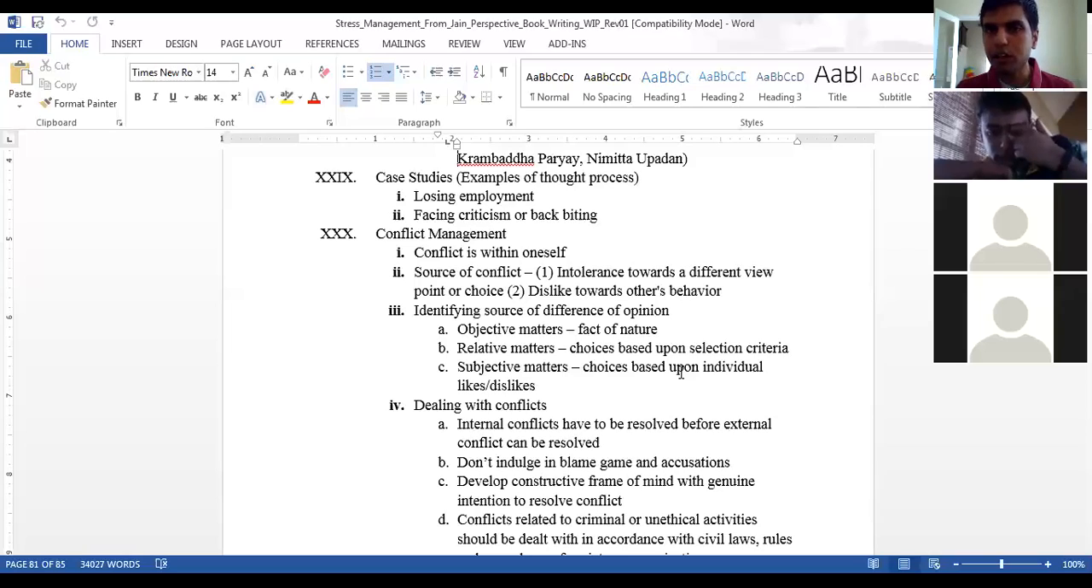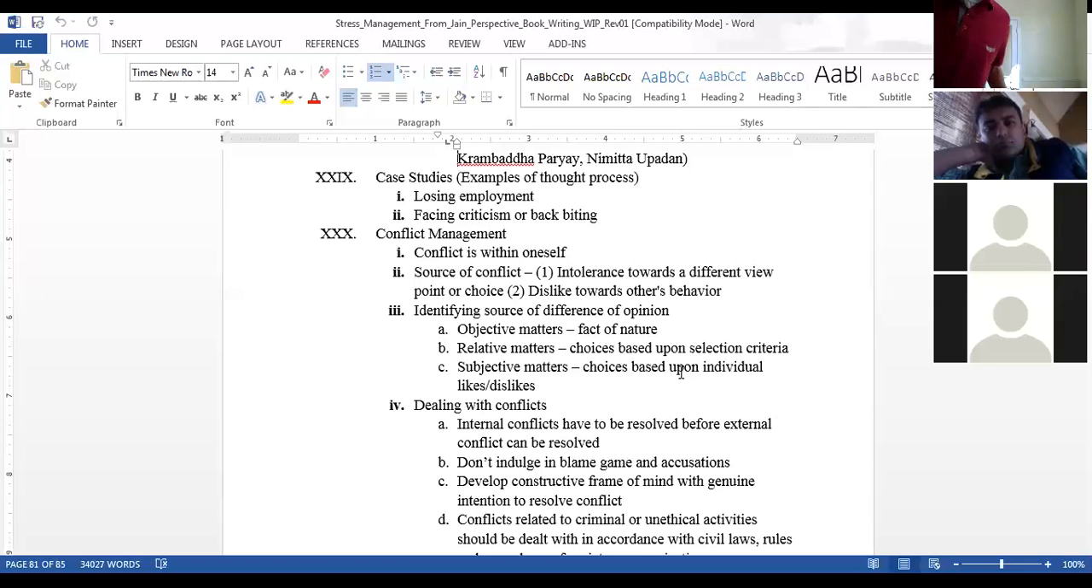Let's first classify the sources of conflict into two parts. The first part is intolerance towards a different point of view or choice. Although I may disagree with it, the moment I have an intolerance and I don't want another position or point of view to exist, or I have a hatred or dislike about it, that's the first source of conflict. It's more related to disagreement, right?